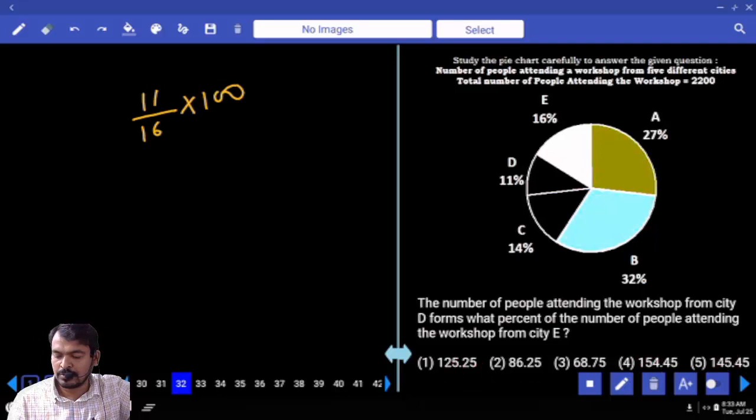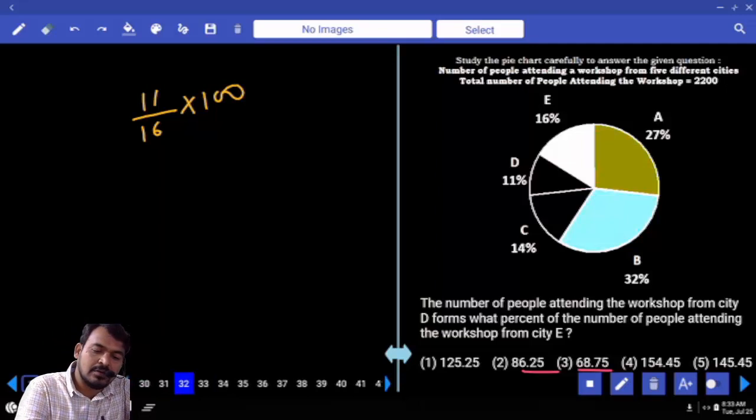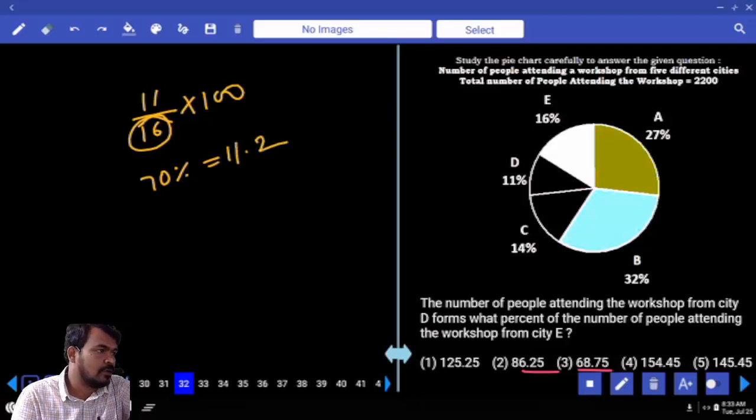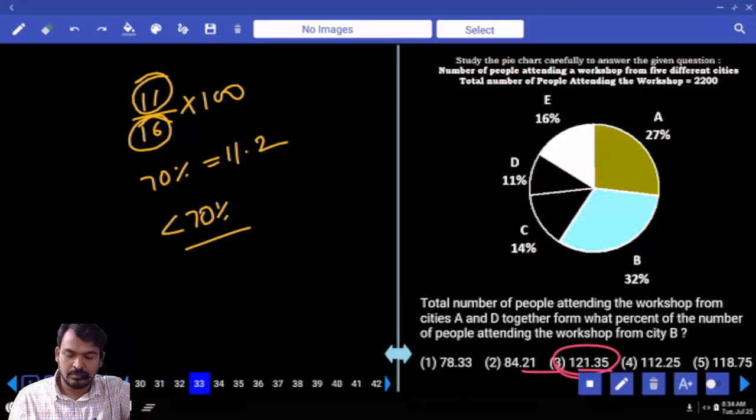Less than 100 means the first one is not possible, the fourth one is not possible, the fifth one also not possible. What are the remaining two options? Those two options are nearby 70%. First we need to identify 70%. What is the 10% value? 1.6. The 70% value is 11.2. We know the 70% value is 11.2, but here the value is 11. Definitely the answer should be less than 70%. Which option? Third one.